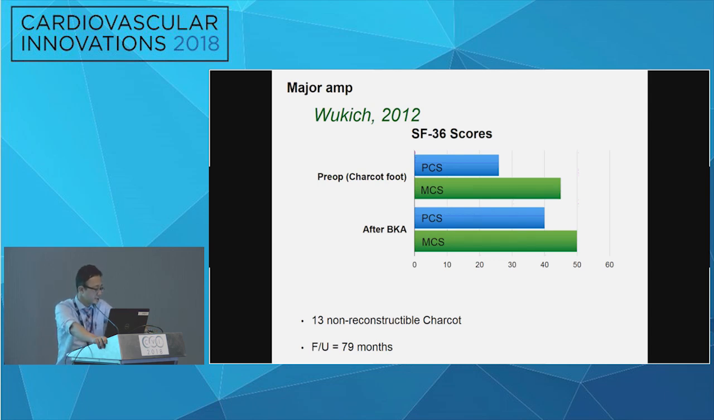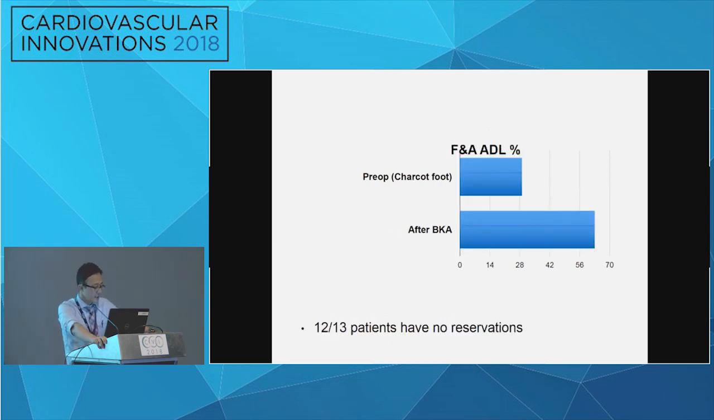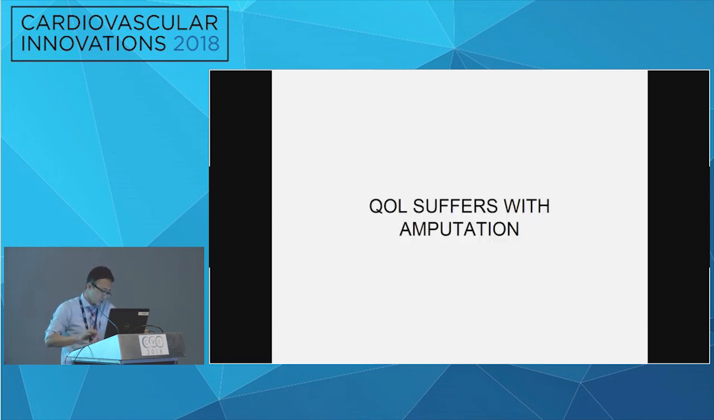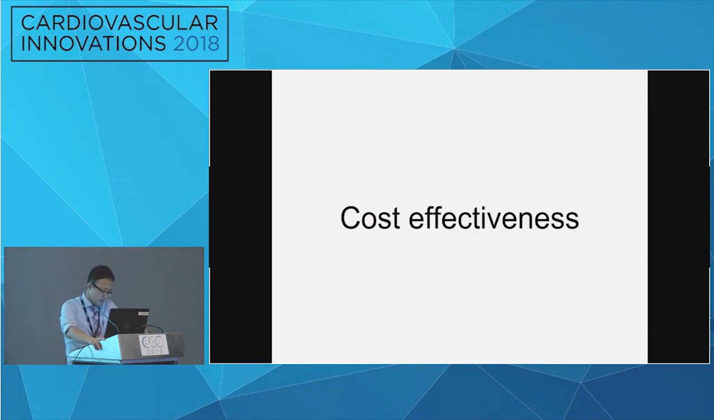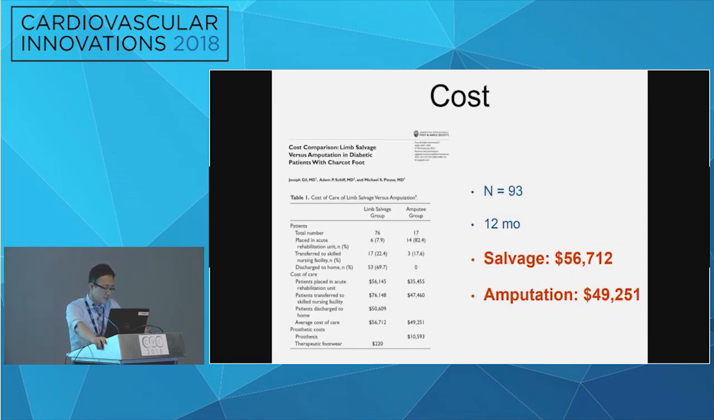So they did a major amputation on those 13 non-reconstructible Charcot patients, and if you look at the pre-op versus post-op, both mental score and physical score significantly improved, almost a 50% increase in the quality of life in both measures. Activity of daily living in a foot and ankle specific measures, again, almost a twofold increase in the quality of life with the major amputations. So quality of life suffers with the amputation. Again, that statement is false.